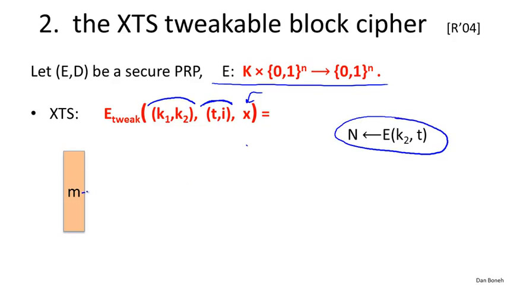So now what we're going to do is XOR the message M with some padding function applied to this value N that we just derived at the index I. And this padding function is extremely fast. We can pretty much ignore it in the running time.